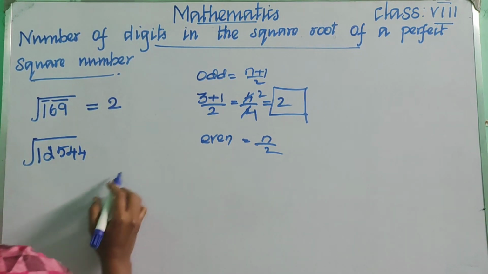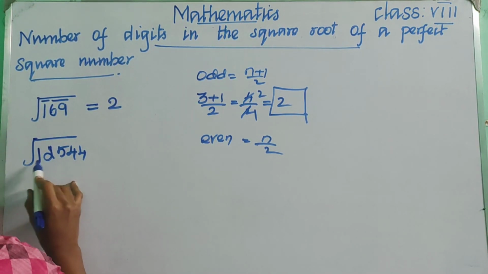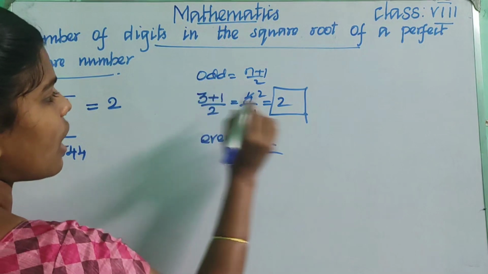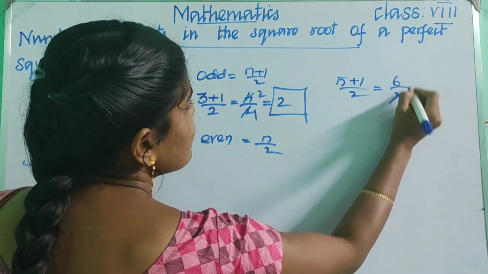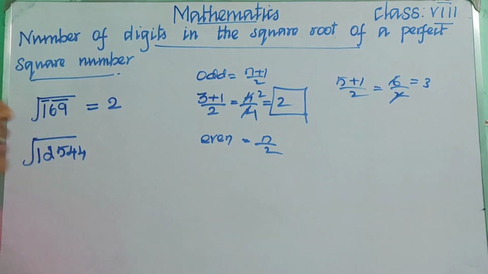Okay, so count the number of digits. 1, 2, 3, 4, 5. Okay, 5 digits, so it is odd. So 5 plus 1 by 2. So 6 by 2, it is 3. Okay, we will get 3.